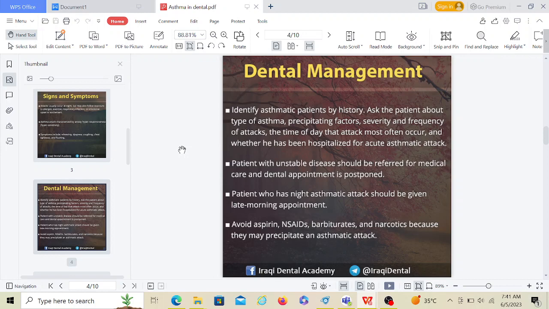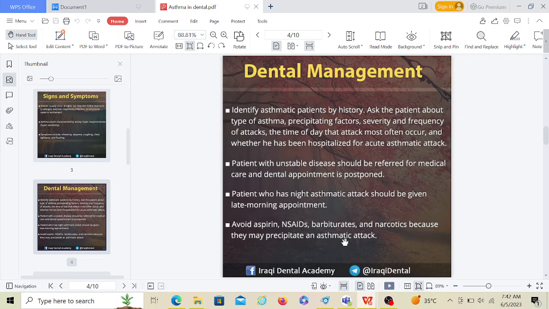Then you're supposed to avoid certain medications. Remember this, take a pen and pencil and write it down. Avoid aspirin, non-steroidal anti-inflammatory drugs, which means brufen and all, barbiturates, and narcotics because they may precipitate an asthma attack.